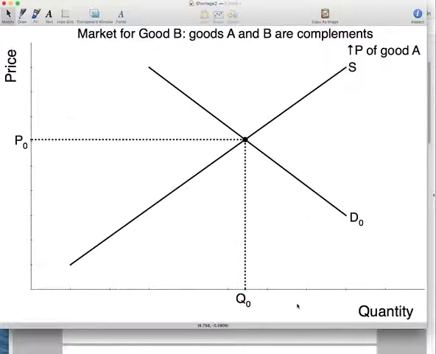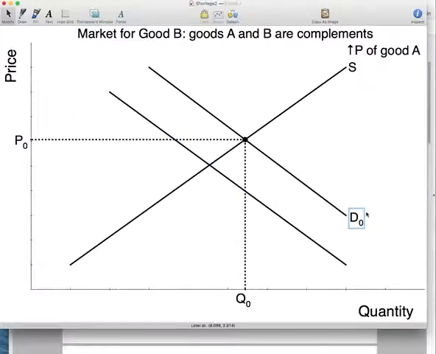So again, we are talking about a market for good B, and that A and B are complements, that they're being used together. So if the price of good A goes up, it's going to be more expensive to consume good B because they have a tendency to be used together. Therefore, the demand curve will shift to the left. So we will have a demand curve that looks like this.